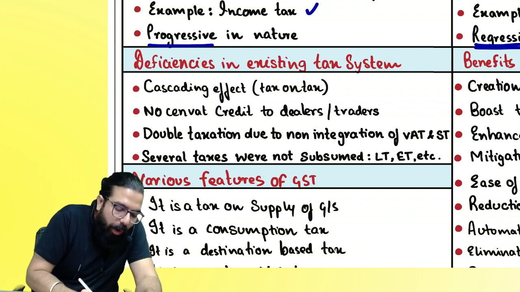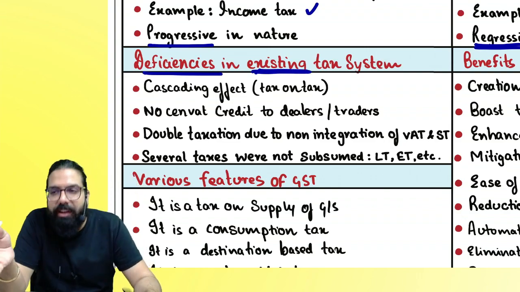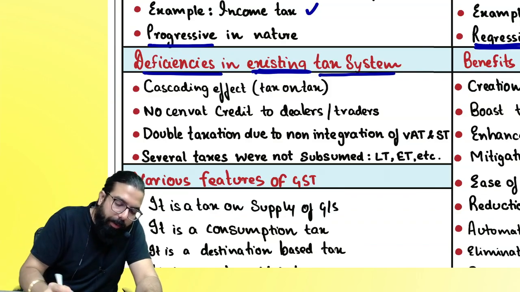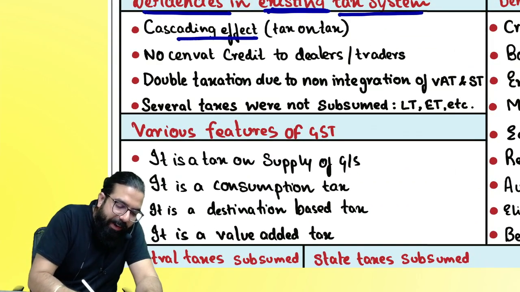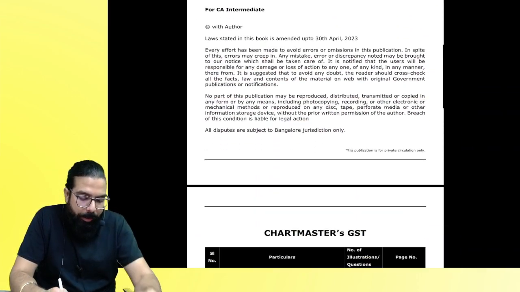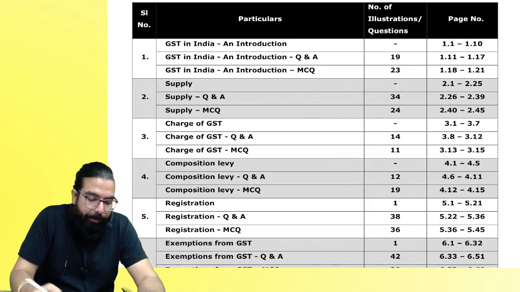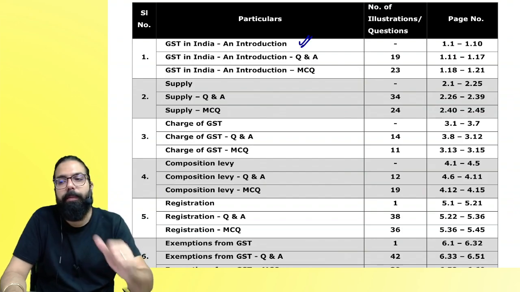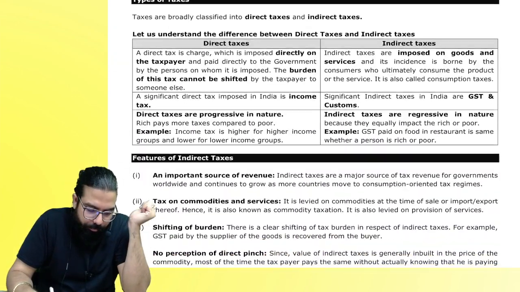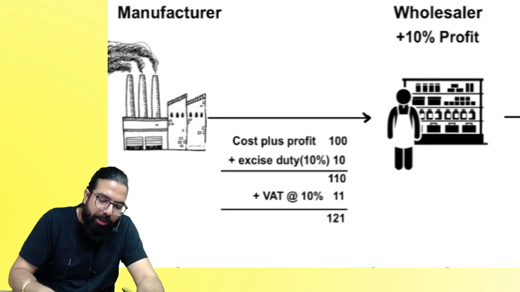Let's understand what the problems were in the existing laws, meaning the laws that existed when GST came. What was the problem? Number one is cascading effect. To explain this, we'll have to come to our textbook. Please come to the first chapter, GST in India, an introduction. We will be understanding about cascading effect.